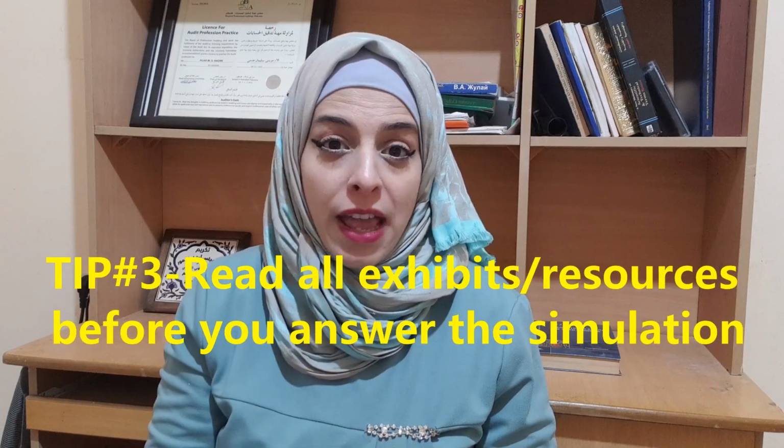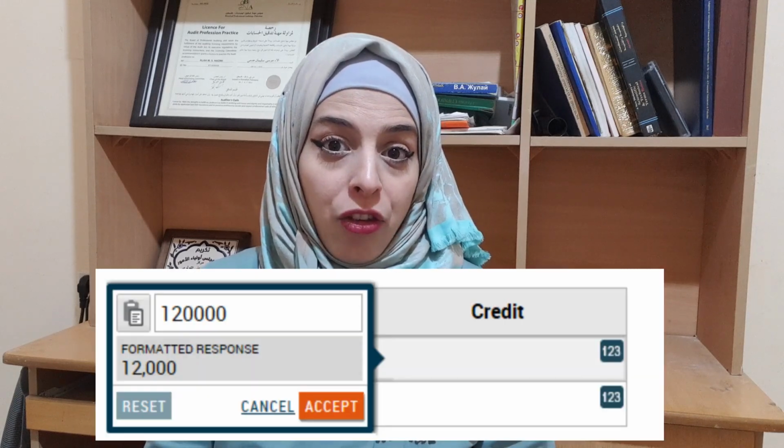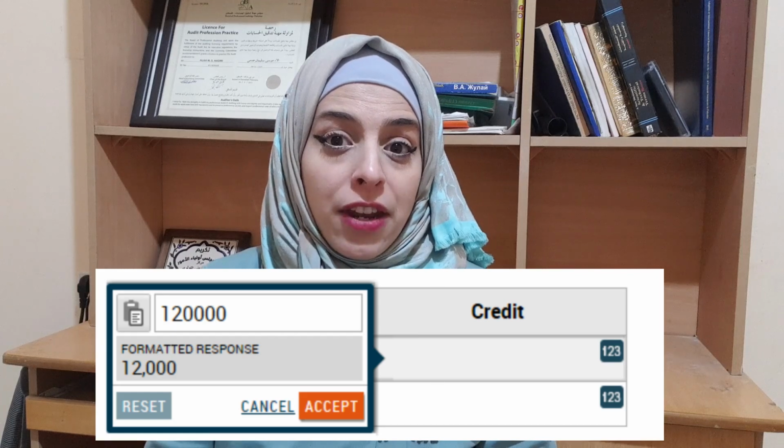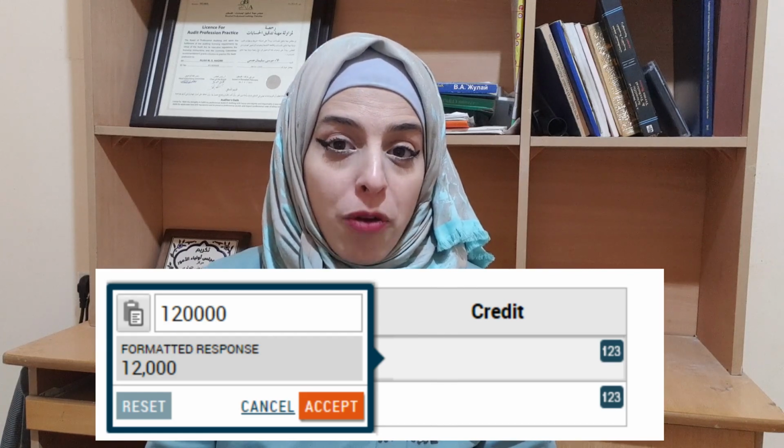Pay attention to instructions regarding negative numbers, rounding, or other answer treatments. Tip number 3. Read all of the exhibits and resources associated with the task-based simulations before you answer the simulation. Once you select a cell, you will be given an entry box which will automatically format your response.